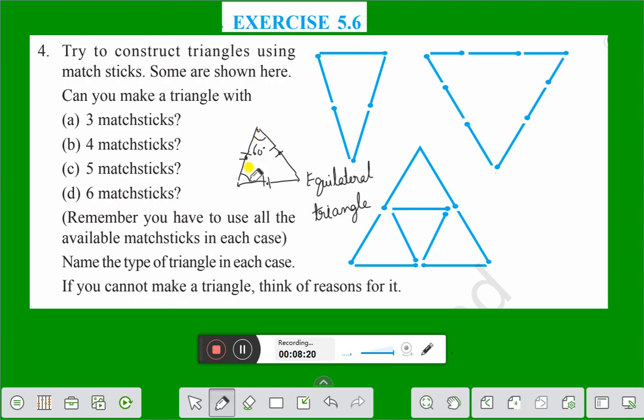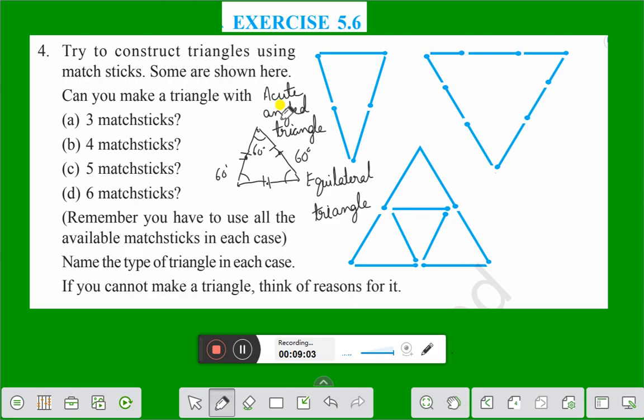This angle is 60 degree. This angle is also 60 degree. And this angle is also 60 degree. Therefore, all the angles are less than 90 degree. Therefore, you can say that the name of the triangle will be acute angled triangle. This is an acute angled triangle. We have discussed this one.